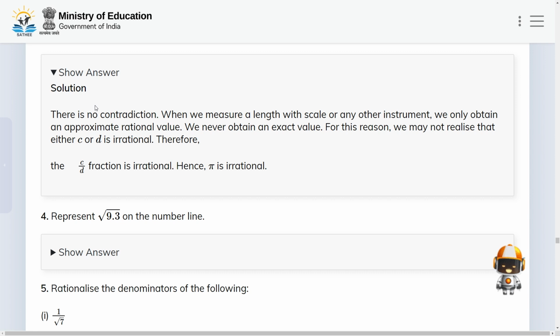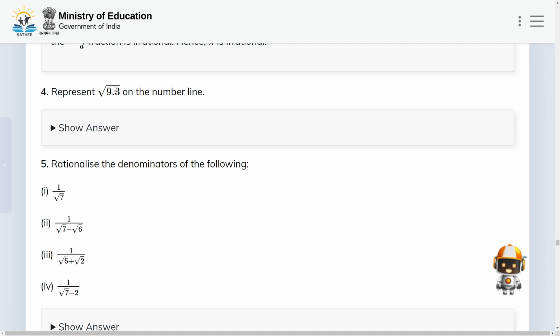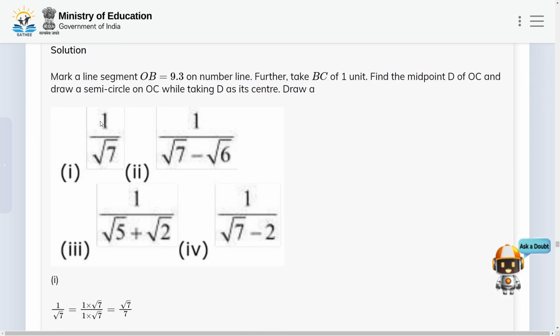Okay, so now let us move to the next problem. In this problem, we have to represent square root of 9.3 on the number line. Okay, so let us represent this. Let us see how to represent it.